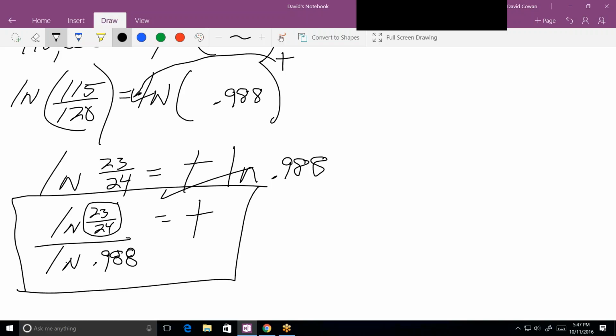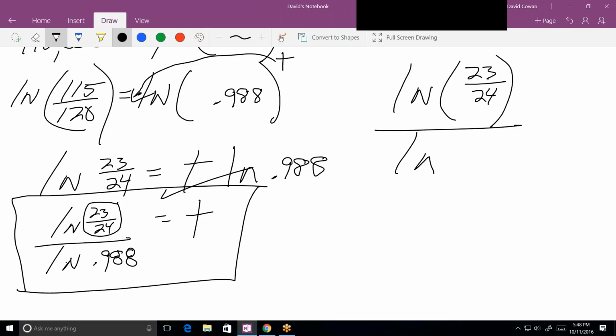You know how to do that in your calculator? Yeah, would you just type it in as is, really? Well, here's how you type it in. The natural log, and you're going to have to put parentheses around that, divided by the natural log. You don't need parentheses around that. That's how you'd put it into your calculator. If you don't use these parentheses, it's going to do natural log of 23 divided by the number 24. So it's very important to use parentheses as long as you're going to leave that as a ratio. Okay? All right. Let's go on.